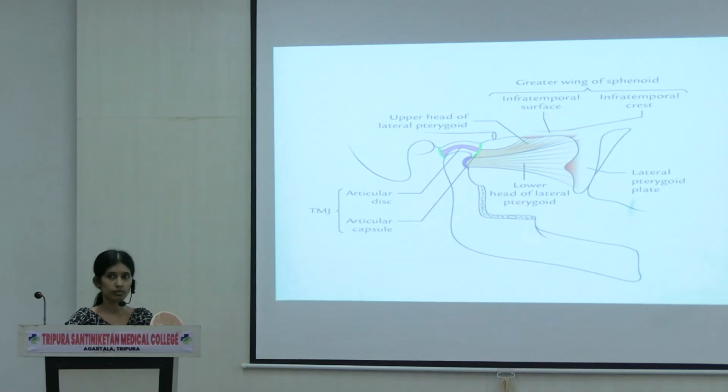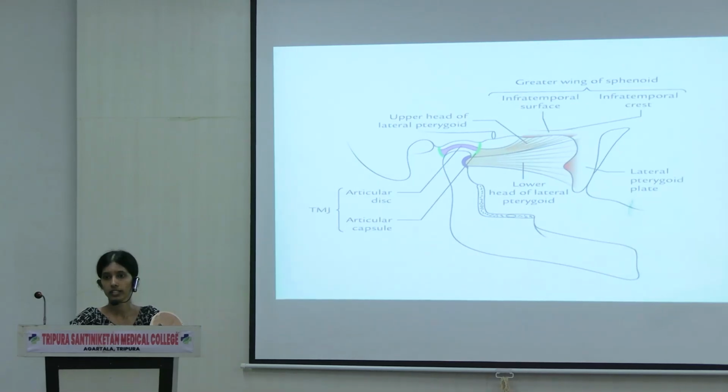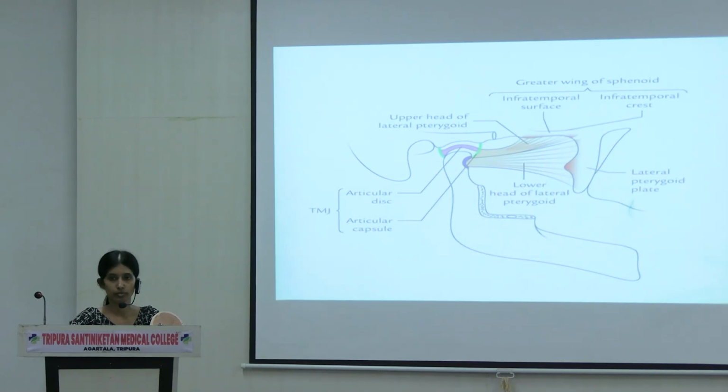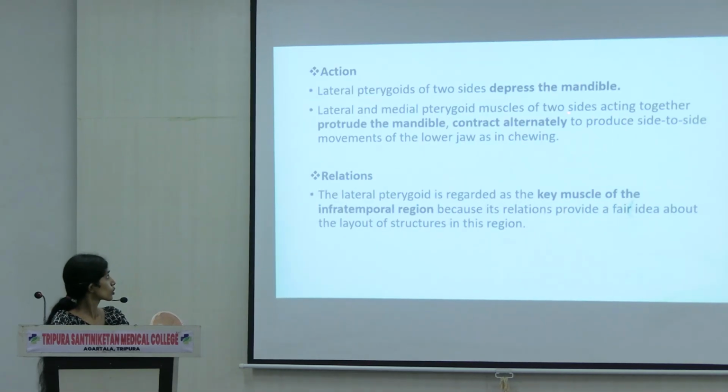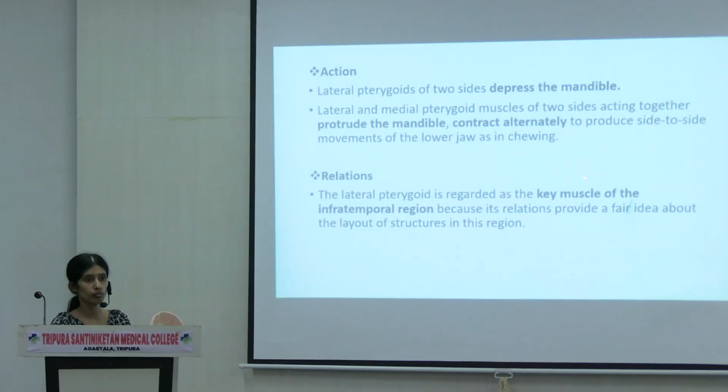What about the action? Side to side chewing. Okay. Any other? Okay, fine. Protrusion. Okay. So your lateral pterygoids of two sides depress the mandible, and also the lateral and medial pterygoid muscles of both the sides act together to protrude the mandible and also contract alternately to provide the side to side chewing movement.